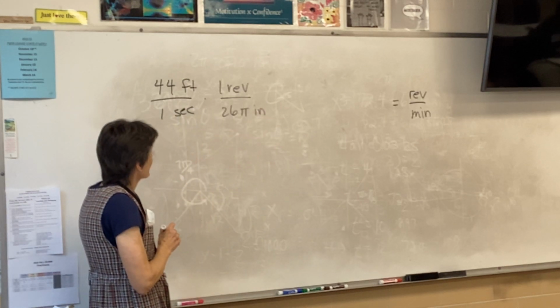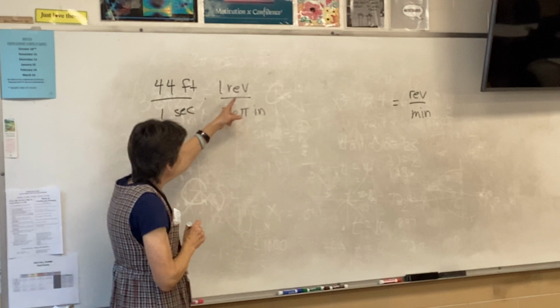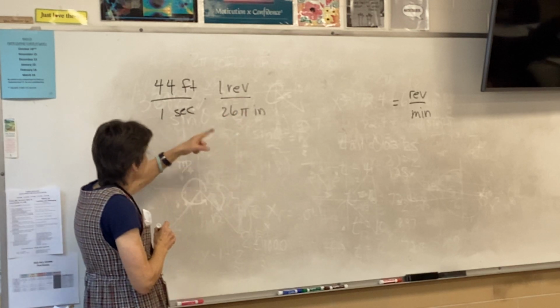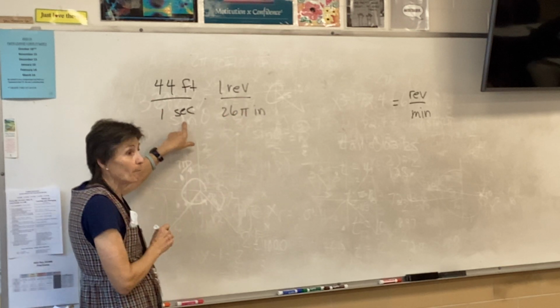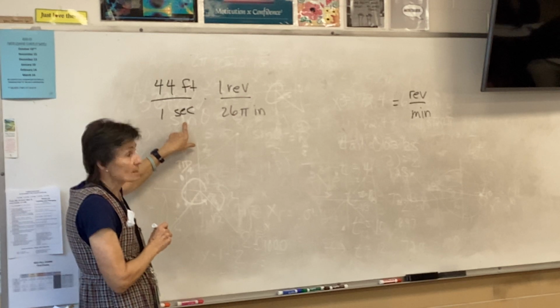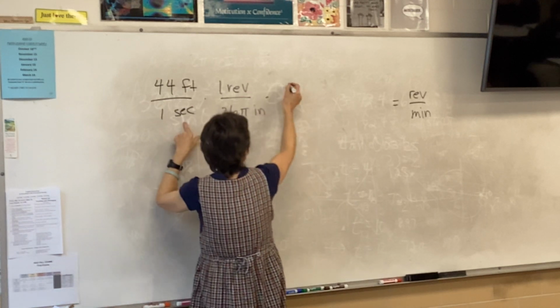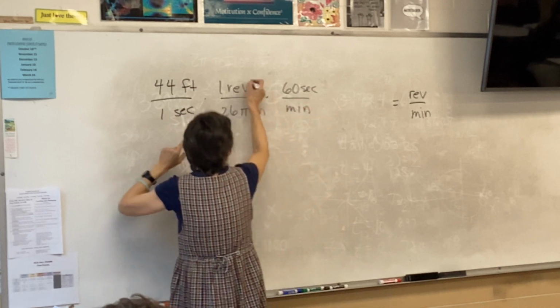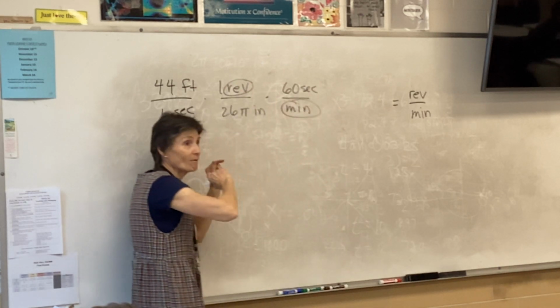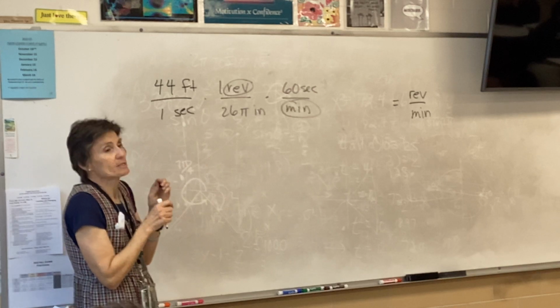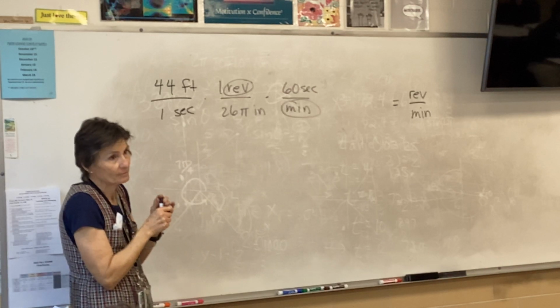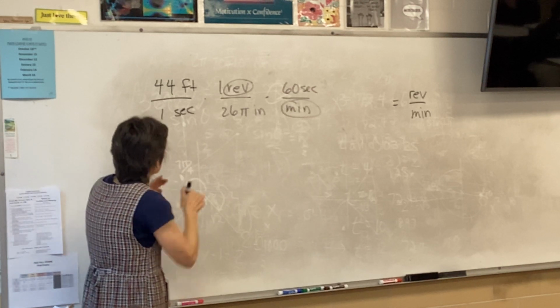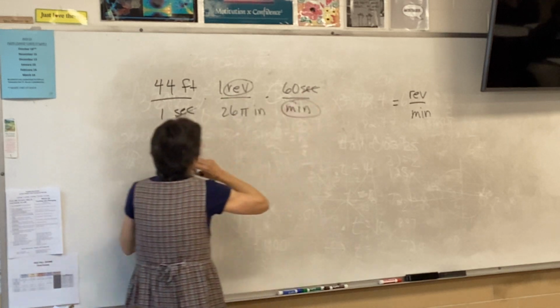All right? Now, I've got my revolution. I need to get rid of all this other stuff and end up with minutes. So I can do that. I know 60 seconds are 1 minute. So now, I have what I need, and it's just a matter of getting rid of the other stuff. Seconds are gone, so that's already gotten rid of.